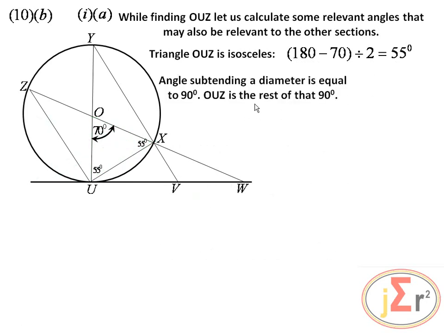Angle subtending a diameter is equal to 90 degrees. So this is a diameter because this passes through the center of the circle. So there we have it. This is our diameter. These are the other two sides. The angle is 90 degrees. That angle, this part is 55. So we need the rest of that, which is OUZ, the rest of that angle. So angle subtending a diameter is equal to 90 degrees. OUZ is the rest of that 90 degrees. 90 minus 55 is equal to 35 degrees. So OUZ is actually 35 degrees.